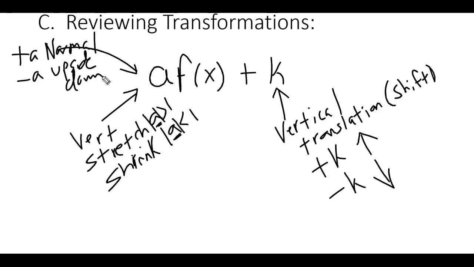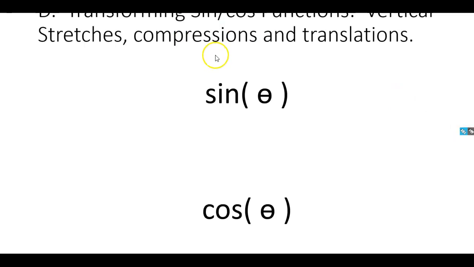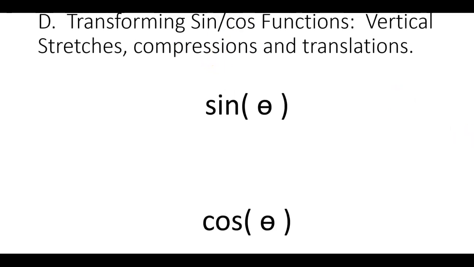All of these are vertical transformations. Horizontal transformations are things that happen on the inside of the parentheses, but we're going to save that for a later discussion. They're a little bit tricky when it comes to dealing with trigonometric functions. Vertical transformations are actually pretty straightforward and easy to deal with. So let me show you how to deal with the vertical transformations when we're talking about sine and cosine graphs.